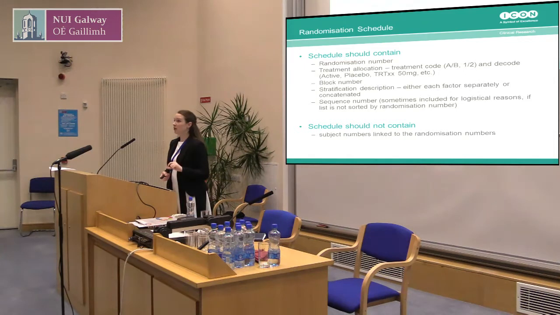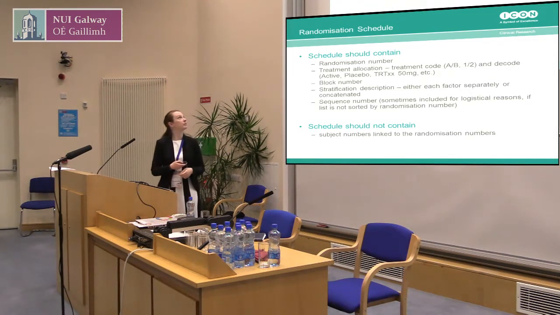What the schedule should not contain is any information about the subject numbers in the trial, because the linkage between the randomisation number and the subject number happens during the trial as you randomise patients, whereas the randomisation list is created before the trial starts as part of the trial design. So those 2 things are separate.